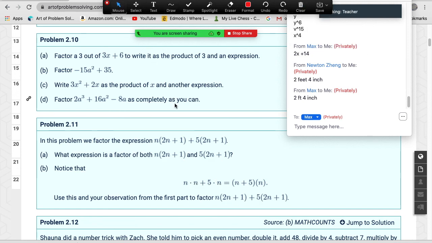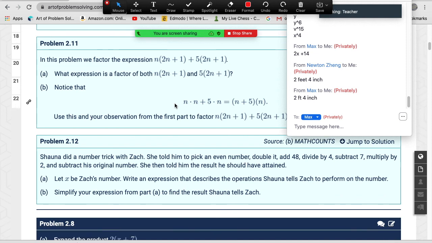Now let's see example 2.12. So this one, it said Shauna did a number trick with Zach. She told him to pick an even number, double it, and add 48, divide by 4, subtract 7, multiply by 2, and subtract his original number. She then tells him the result he should have attained. Okay, how to solve this problem?